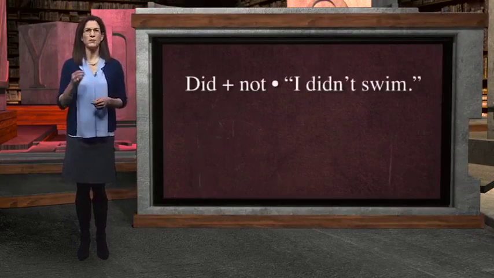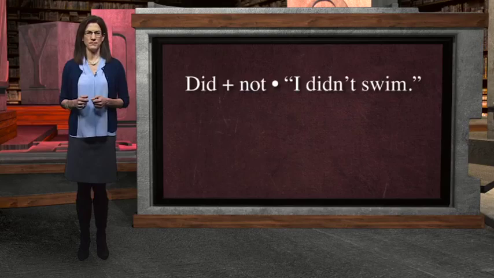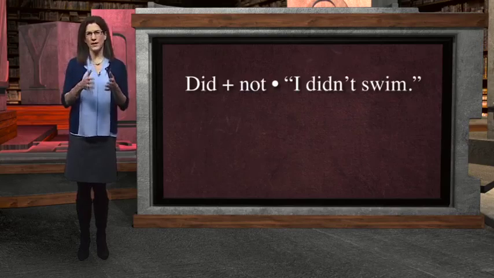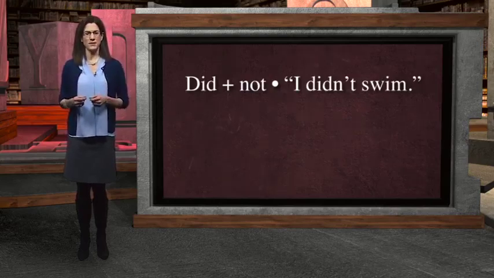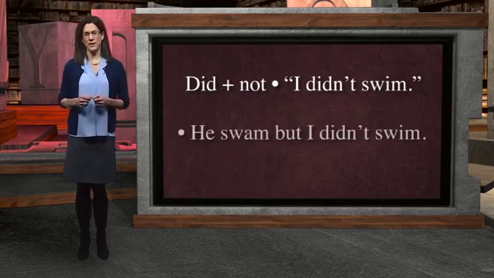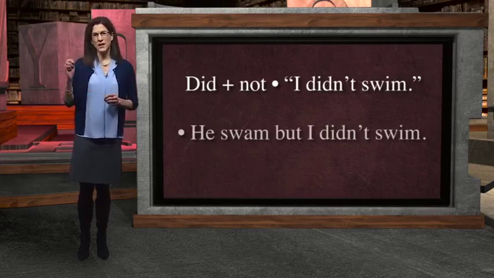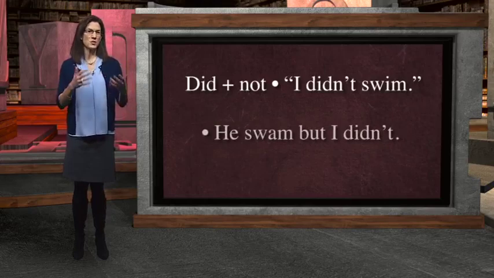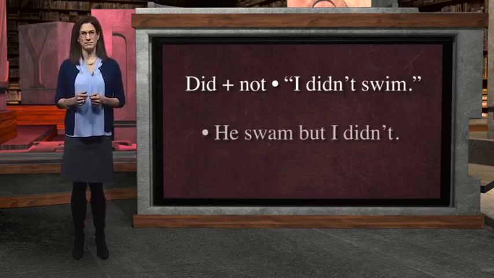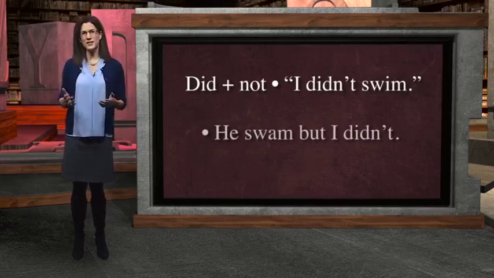We'll start with a straightforward and very common contraction. Did plus not, as in, I didn't swim. Now let's coordinate that sentence to see what happens. He swam, but I didn't swim. Okay, straightforward enough. Let's see what happens if we take off the end of that sentence. He swam, but I didn't. Seems completely fine, and it is fine.